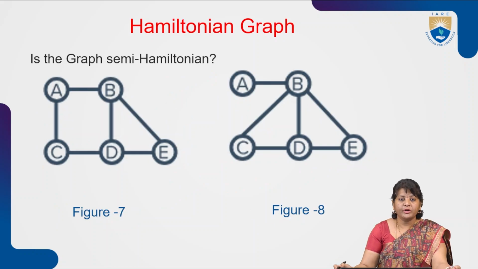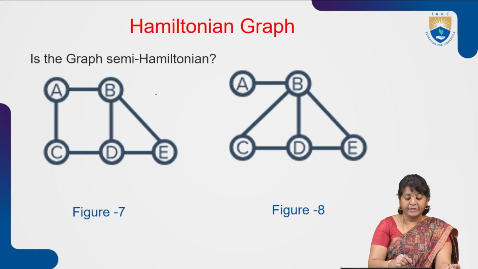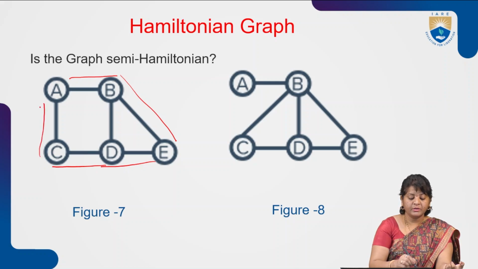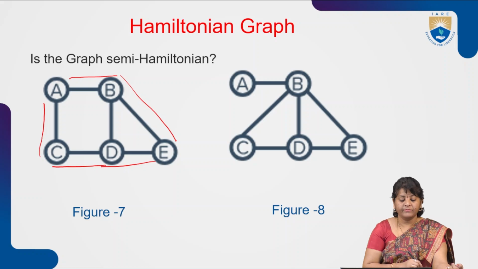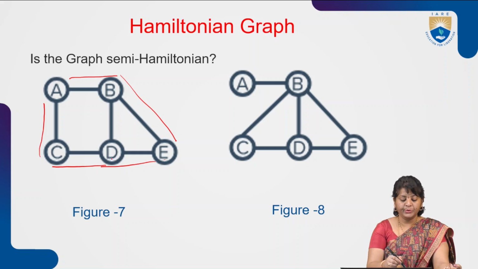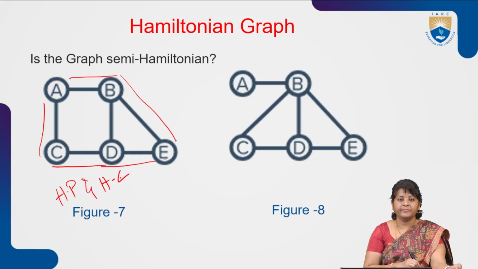And two more examples to find out the semi-Hamiltonian. A to B, B to E, E to D and D to C. Even in this particular graph, you can see this will close the graph, where we can also say that it is a Hamiltonian cycle. A to B, B to E, E to D, D to C, C to A. Both Hamiltonian path and Hamiltonian cycle exist.